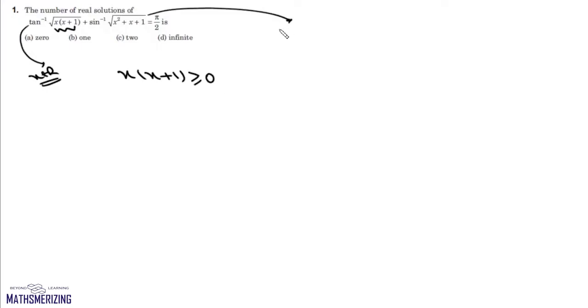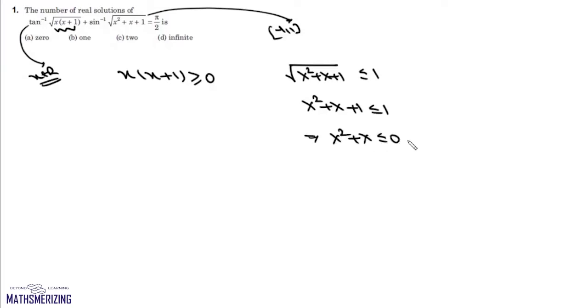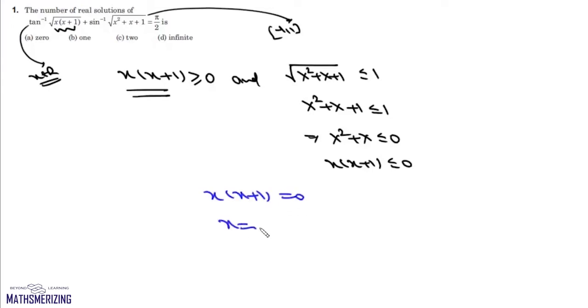0. Now for this sine inverse, we know that its domain is from minus 1 to plus 1, and since it is a square root, it cannot take a negative value. So from here we'll get this condition that under root of x square plus x plus 1 should be less than or equal to 1. Now we'll square it, we'll get x square plus x plus 1 is less than or equal to 1, and the condition will be x square plus x should be less than or equal to 0. So we're getting two simultaneous conditions. One is x into x plus 1 should be 0 or greater than 0, and here it is x into x plus 1 should be 0 or less than 0. Now both of them can only be simultaneously true if and only if x into x plus 1 is 0. So the domain of this function is just two values, 0 and minus 1.